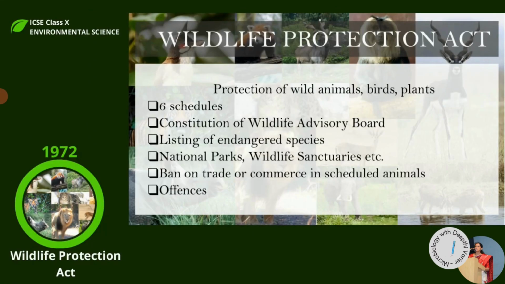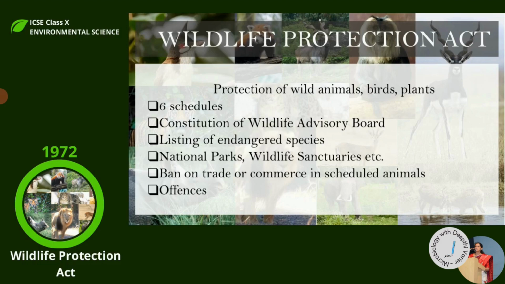The third one is the Wildlife Protection Act. This is an act of the Government of India. This act was implemented by the Government of India in 1972, and it provides for protection of wild animals, birds, plants, and anything that is related to wildlife. Any matter related to wildlife and its protection is covered under this Wildlife Protection Act.